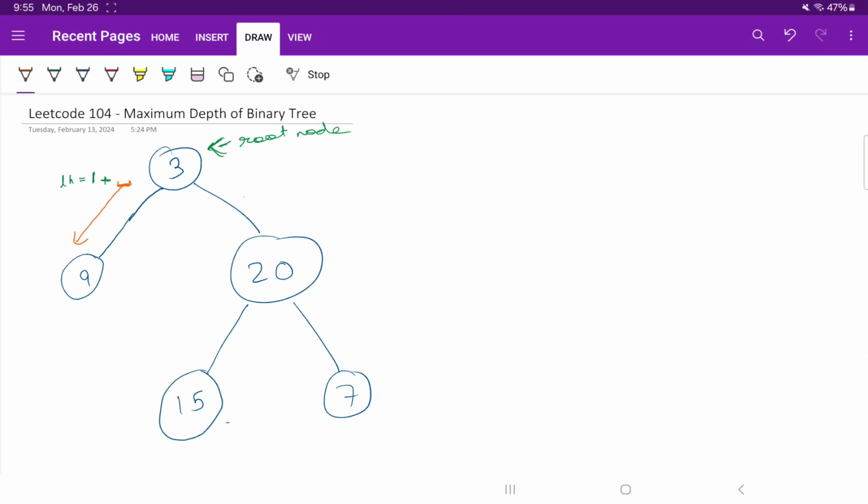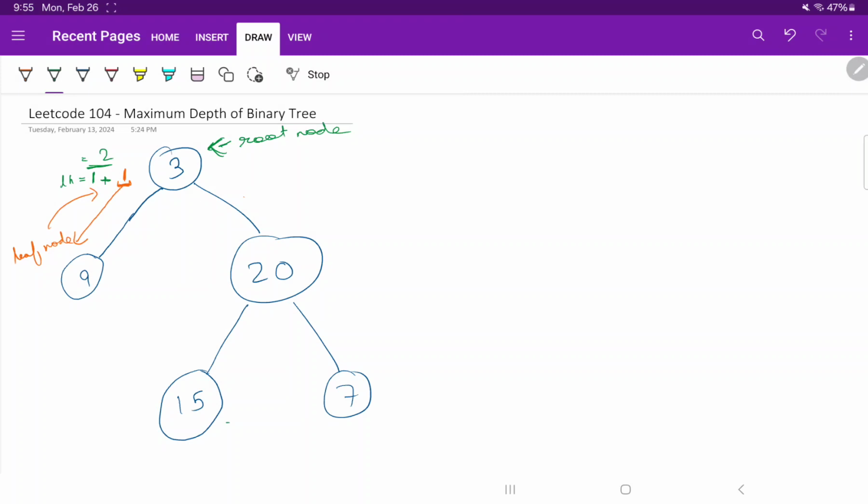Since it is a leaf node, it has a depth of 1. So therefore, since it's a leaf node, this returns 1 here. This essentially means that the left height for node 3 is calculated to be 2. 1 plus 1, that is 2.